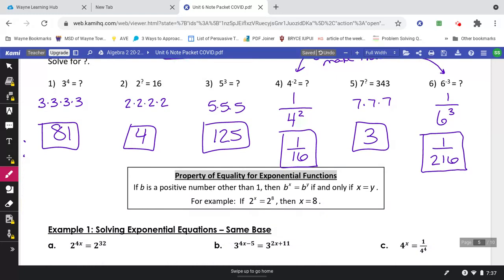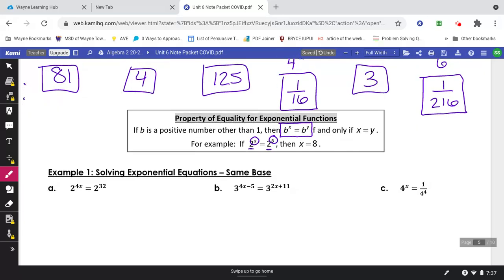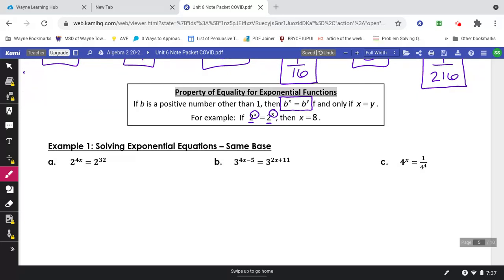The next thing we're going to talk about is this property of equality. So if b is a positive number other than 1, then b to the x equals b to the y if and only if x equals y. Pretty much what they're saying here is if the bases are the same, the exponents also have to be the same. Notice if this is a 2 and that's a 2, then this x and that y have to be equal. So we'll use that as we solve example A.